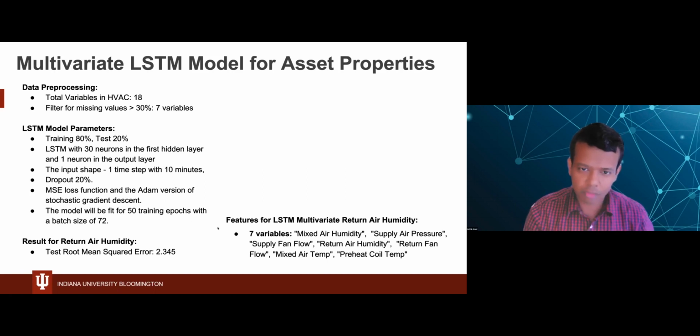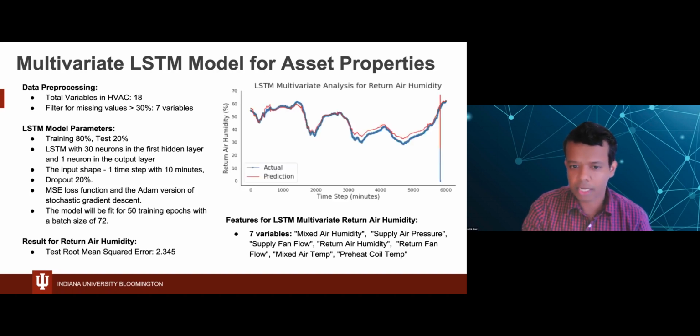Then we are using a machine learning model. In this particular case, we are using LSTM, but we can use any other temporal machine learning model instead of LSTM without any problem. So we split data into training and testing, and we are trying to predict one of those variables, but by using all 7 variables. So that is what I mean by multivariate analysis. We are predicting return air humidity by using all 7 time series that we have in this particular HVAC unit. If we do that, here is the result.